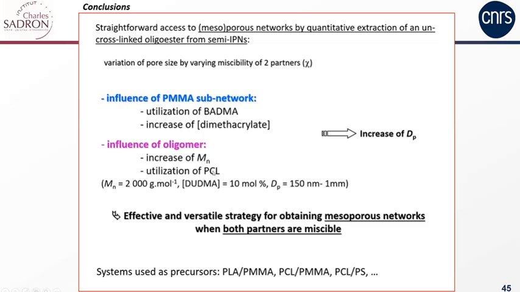And when we use polycaprolactone instead of PLA, we also increase the pore diameter, due to a decrease of the compatibility or the miscibility between the network and the oligomer. So this is an effective and versatile strategy for obtaining mesoporous networks as long as partners are miscible. This is important. So you should find the condition where the partners are highly compatible or miscible.